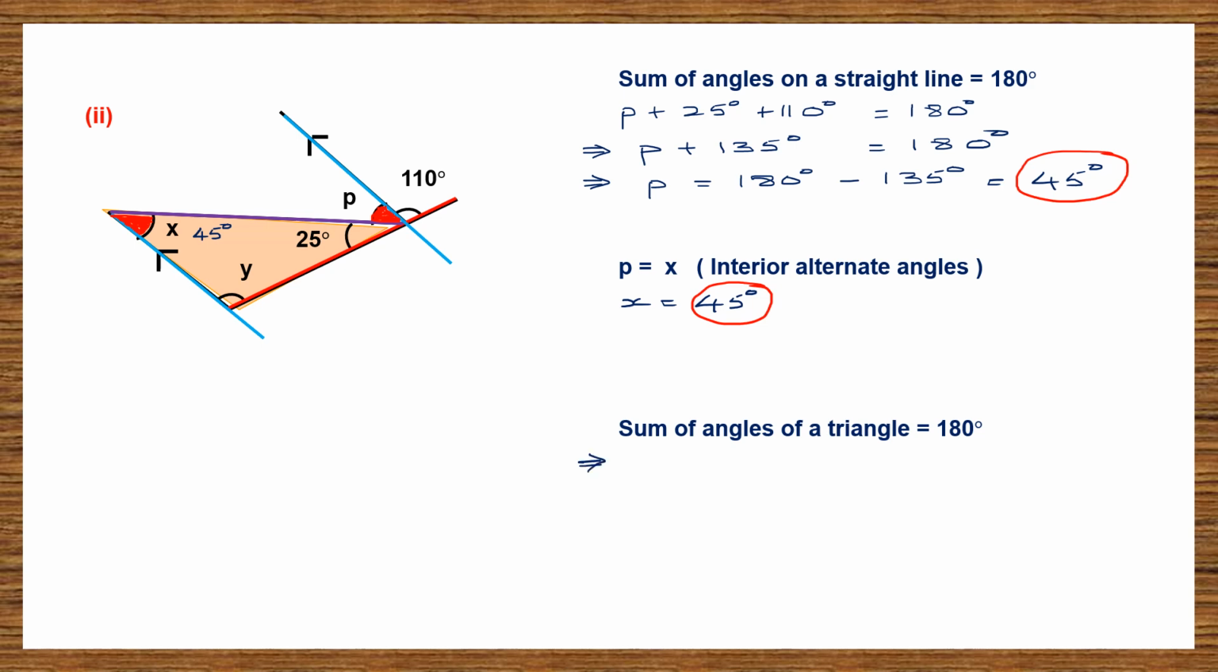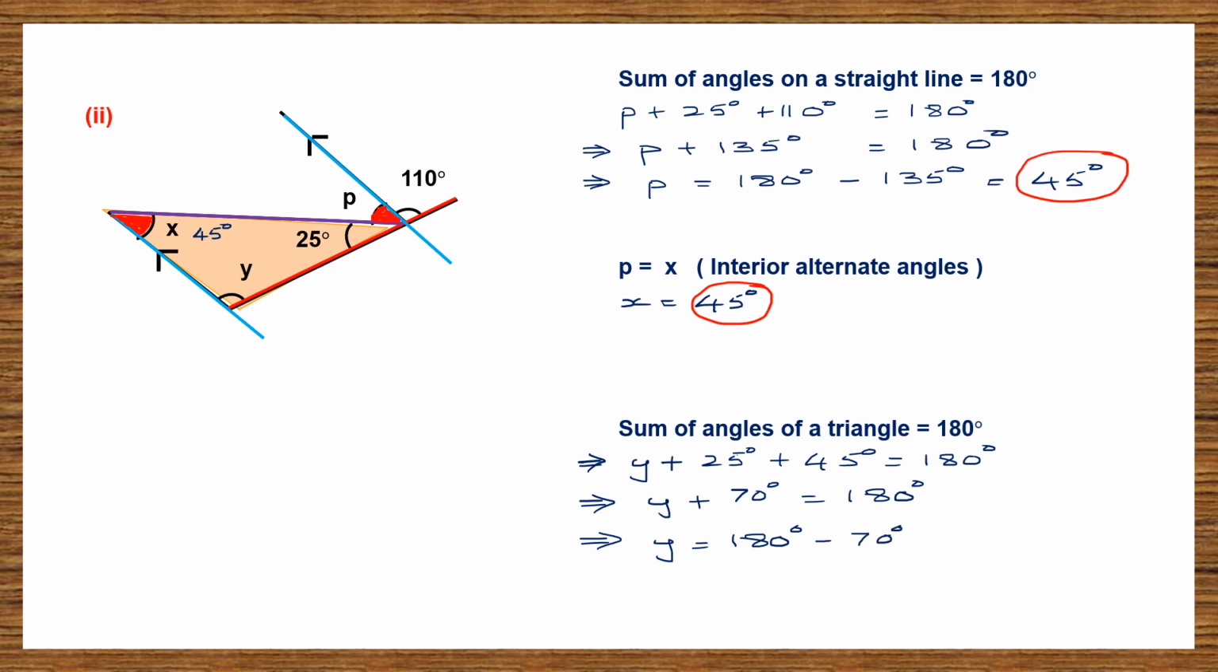So angle Y plus 25 degrees plus 45 degrees will be equal to 180 degrees. So now let's find the value of y. Y plus 70 degrees is equal to 180 degrees. So now what is the value of y? Y will be 180 minus 70, which is 110. So we have found the value of y also, which is 110.